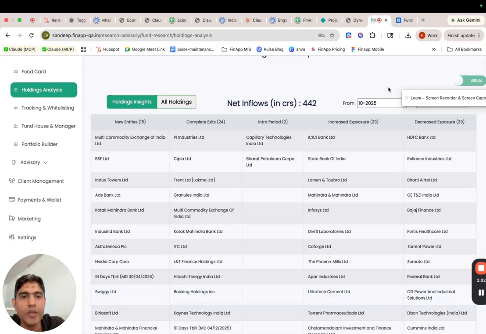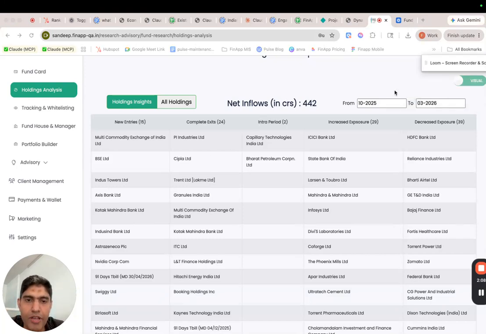And then there were two intra-period. This is what they bought and sold during the same period, October 2025 to March 2026, that period of 5 months. Within those 5 months, they bought and sold these two stocks, which essentially means that the fund manager didn't have too much conviction in getting into this particular stock. And I'm sure you would know the implication of having many securities under intra-period: the portfolio turnover ratio will be very high, right?